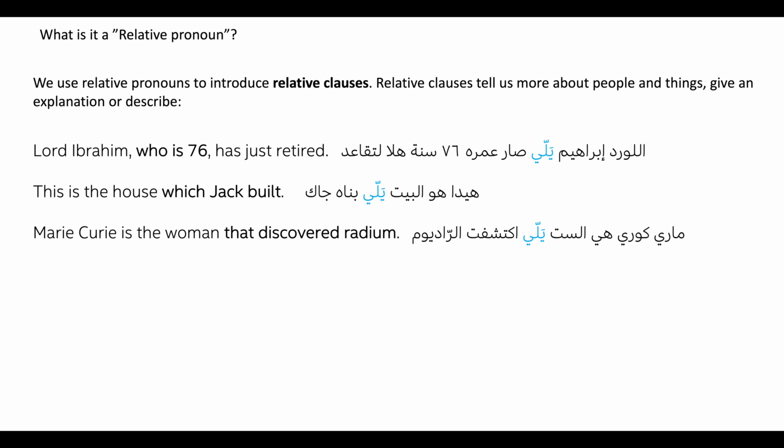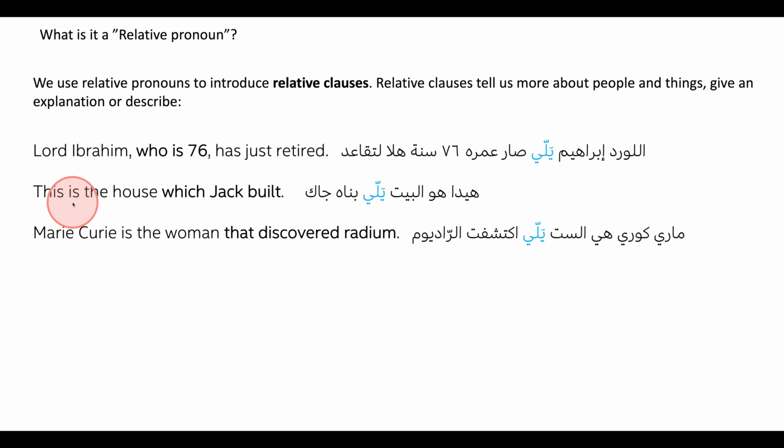So we've got the first one: Lord Ibrahim, which is me, who is 79, has just retired. That's brilliant. You didn't know that about me. That's a key fact. Write it down. Lord Ibrahim يلي صار عمره 76 سنة هلا لتقاعد. So here we've got يلي, which means who.